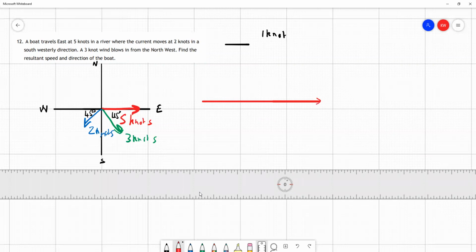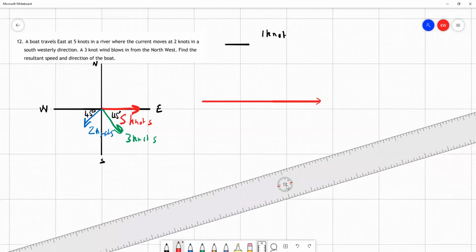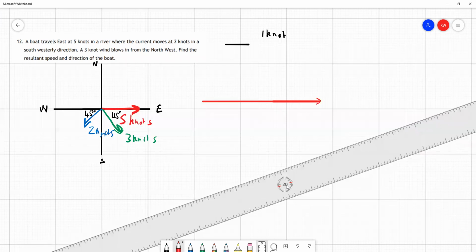Now, to do the graphical method, what we're doing is we're going to add on another one of the vectors from the end, so the right-hand side of this vector direction it's pointing. And I'm choosing to do the blue one next, to do the vector that's pointing 2 knots in the southwesterly direction. That's the vector that's due to the current of the river.